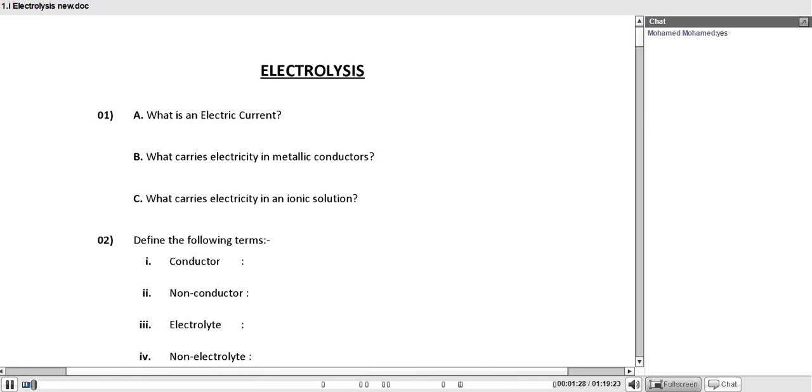So in electrolysis, we use electric current to break down a compound. For example, you have sodium chloride, which is a compound. You can separate the elements in sodium chloride by electrolysis. You can take sodium and chlorine separately, right? Since electric current is involved in electrolysis, let us try to understand what electric current is.